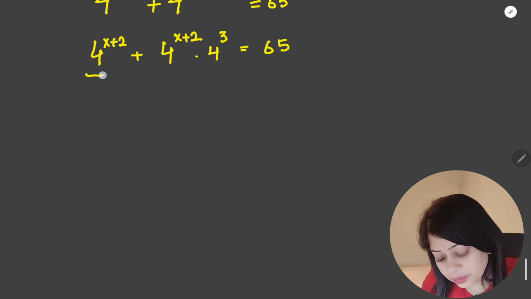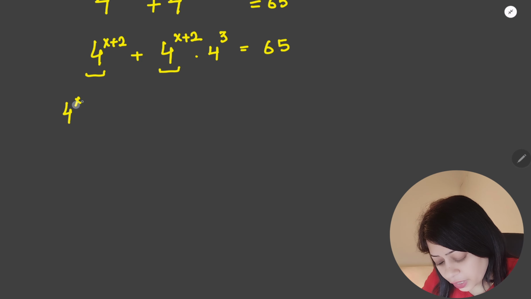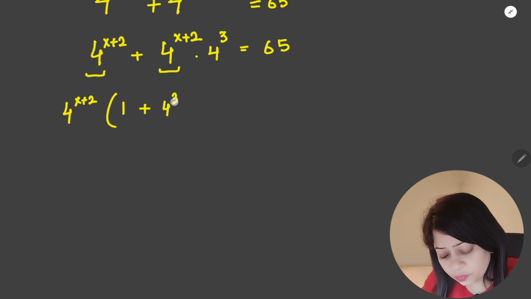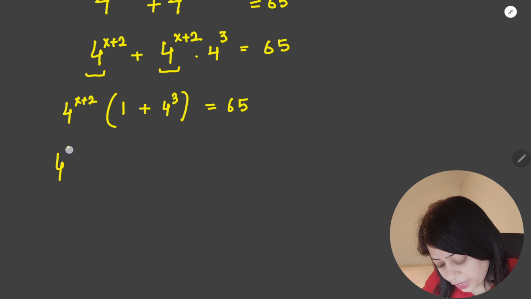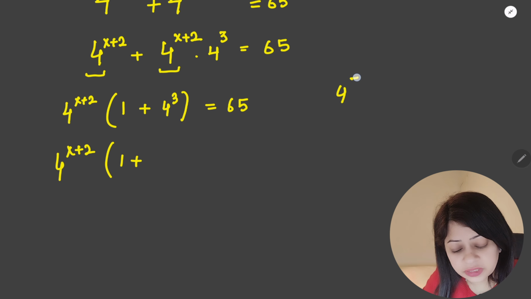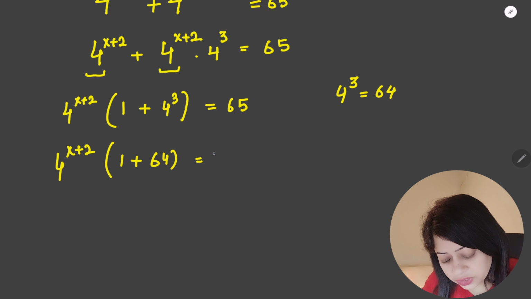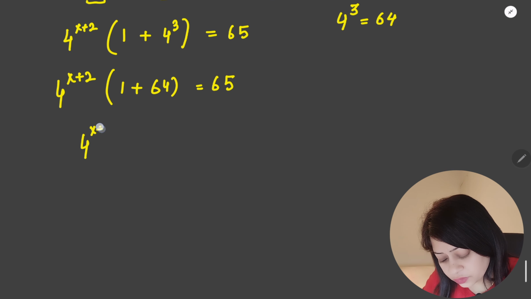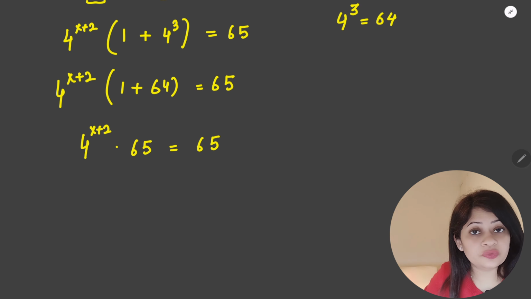Now I can see here that 4 raised to power x plus 2 is there in both terms. So we will take it common, and what are we left with? Here we are left with 1, and here we are left with 4 cube, is equal to 65, right? 4 raised to power x plus 2 times 1 plus 4 cube. What is 4 cube? 4 cube is 64, 4 times 4 times 4 is 64. So here we have 4 raised to power x plus 2 multiplied by 1 plus 64, which is 65, and the right hand side is as well 65.